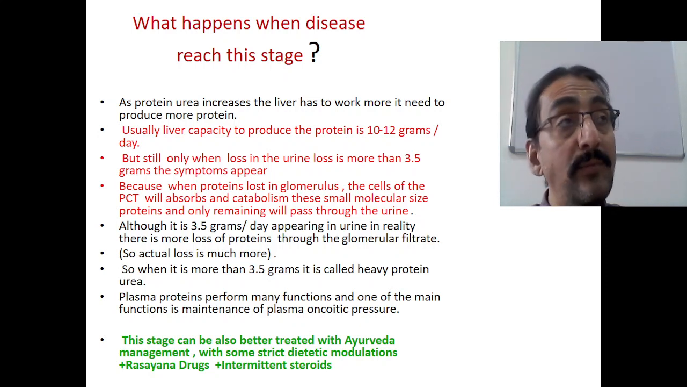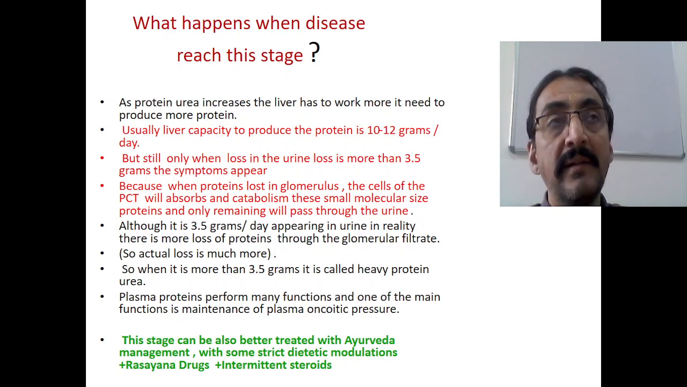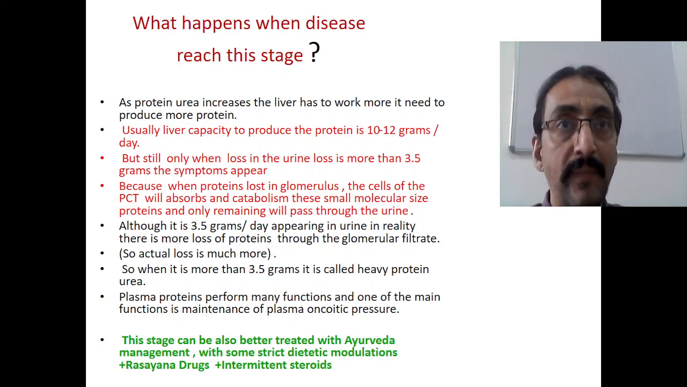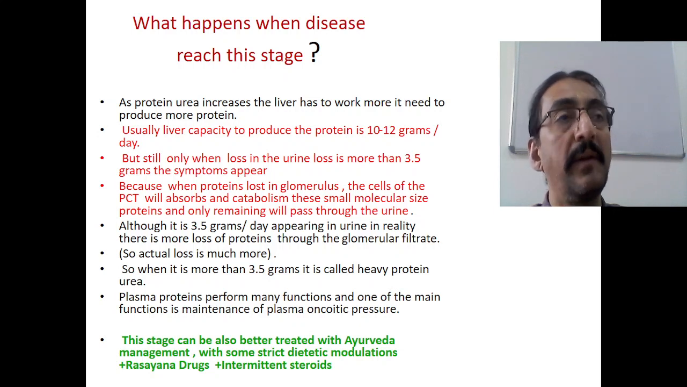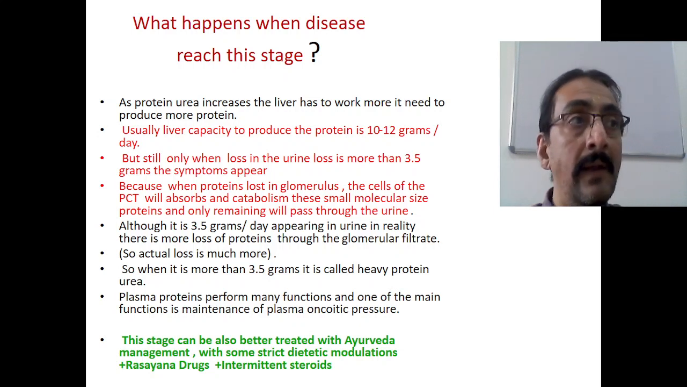Okay, so when it is more than 3.5 grams, the symptoms usually start, and it is called heavy proteinuria. When protein loss is more than 3.5, it is always called heavy proteinuria. Plasma proteins perform many functions, and one of the main functions is maintenance of the plasma oncotic pressure. Okay, now this is very important.